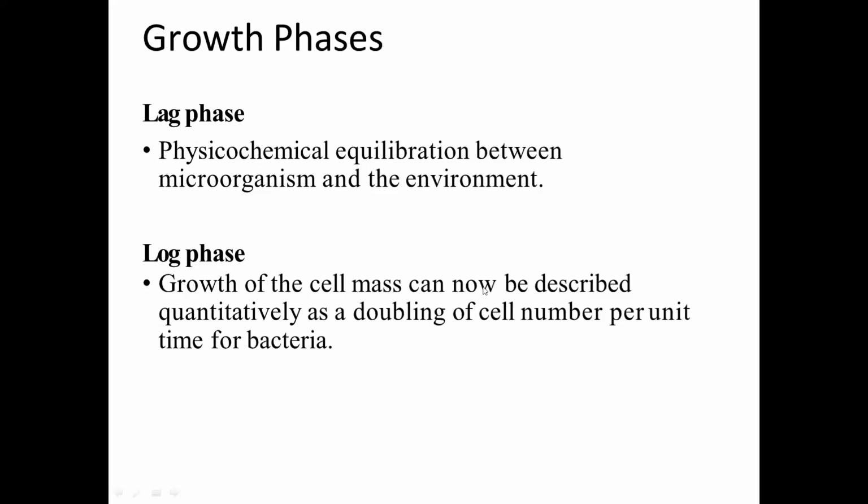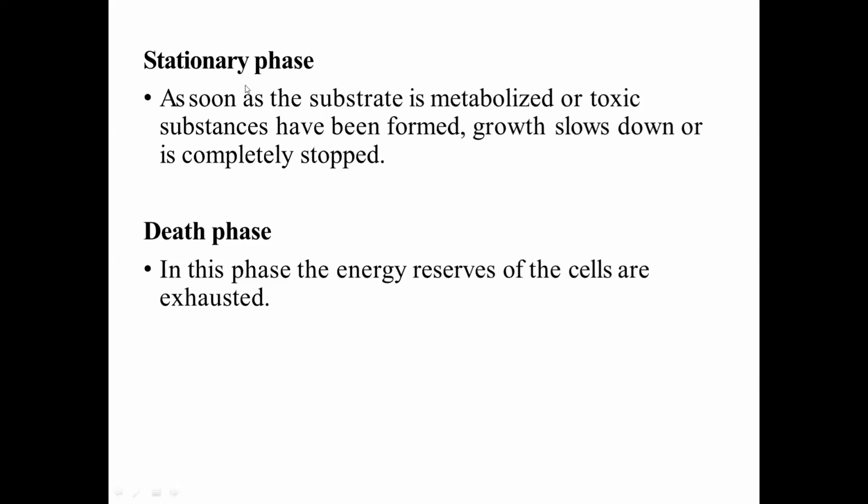A growth of the cell mass can now be described quantitatively as a doubling of cell number per unit time of bacteria. Doubling of cell number. Initially, अगर आपने 10,000 बैक्टीरिया डाले हैं, count 10,000 डाला है, then at the log phase it starts doubling itself. It becomes 20,000. Then stationary phase.